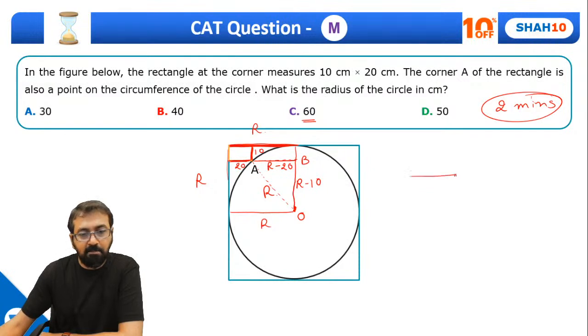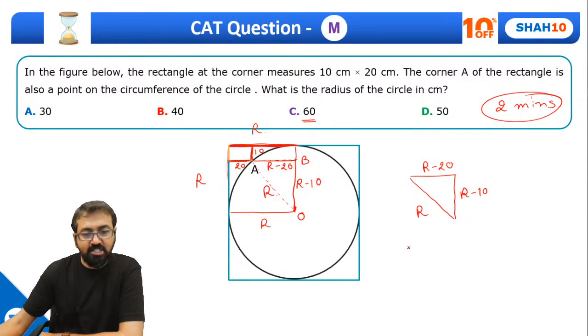So now it's a simple right angle triangle question. This is R minus 20 and this is R minus 10. As simple as that. So now we just need to apply this formula.